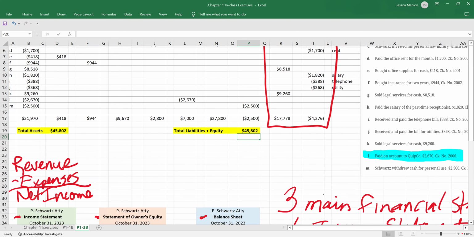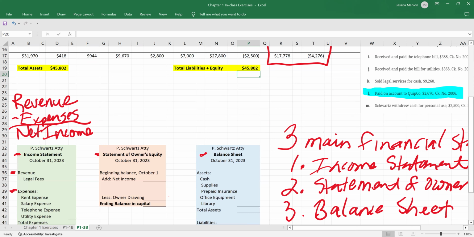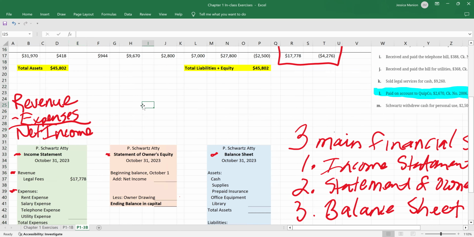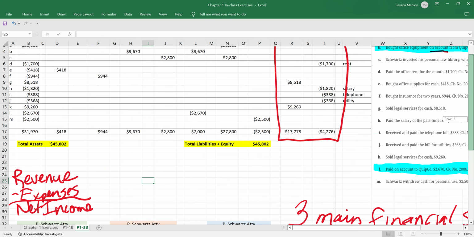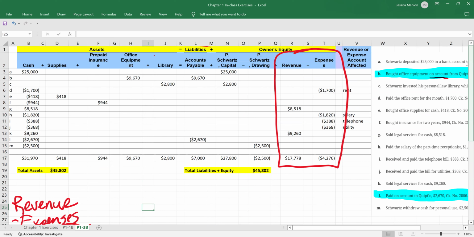And so we'll scroll down here. And we've got legal fees, okay. Legal fees are equal to $17,778. Let me expand this column a little. Okay. And then if we scroll up, here are all of our expenses, right? So we had rent expense, we had salary, telephone, utility.